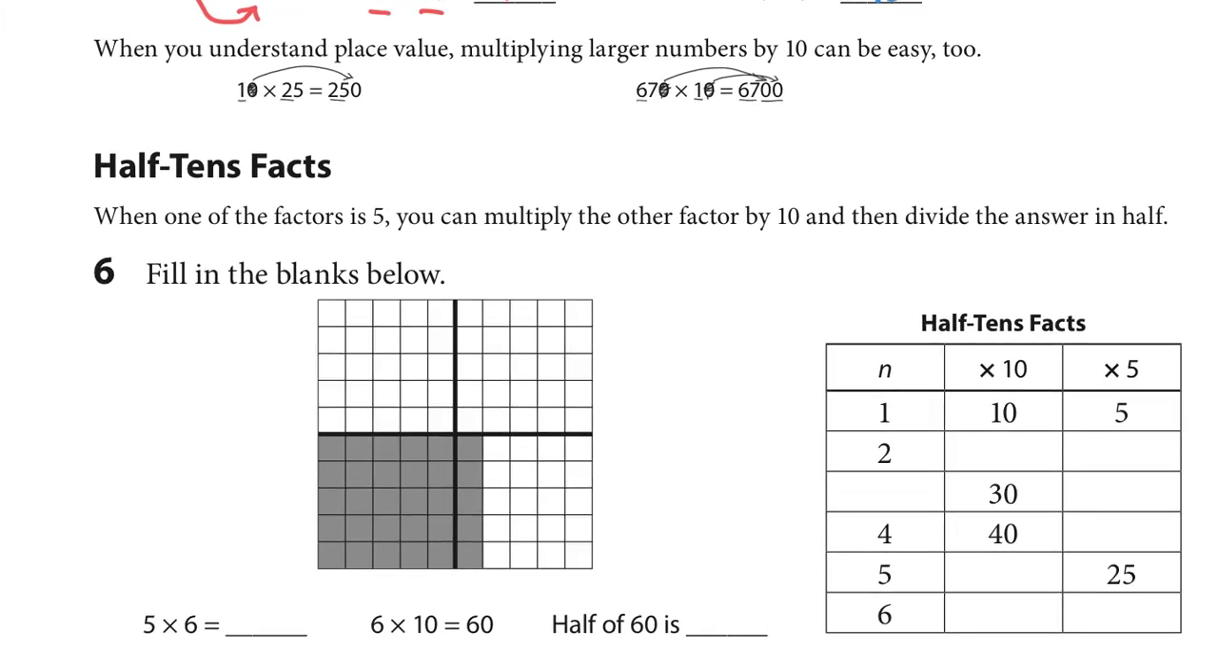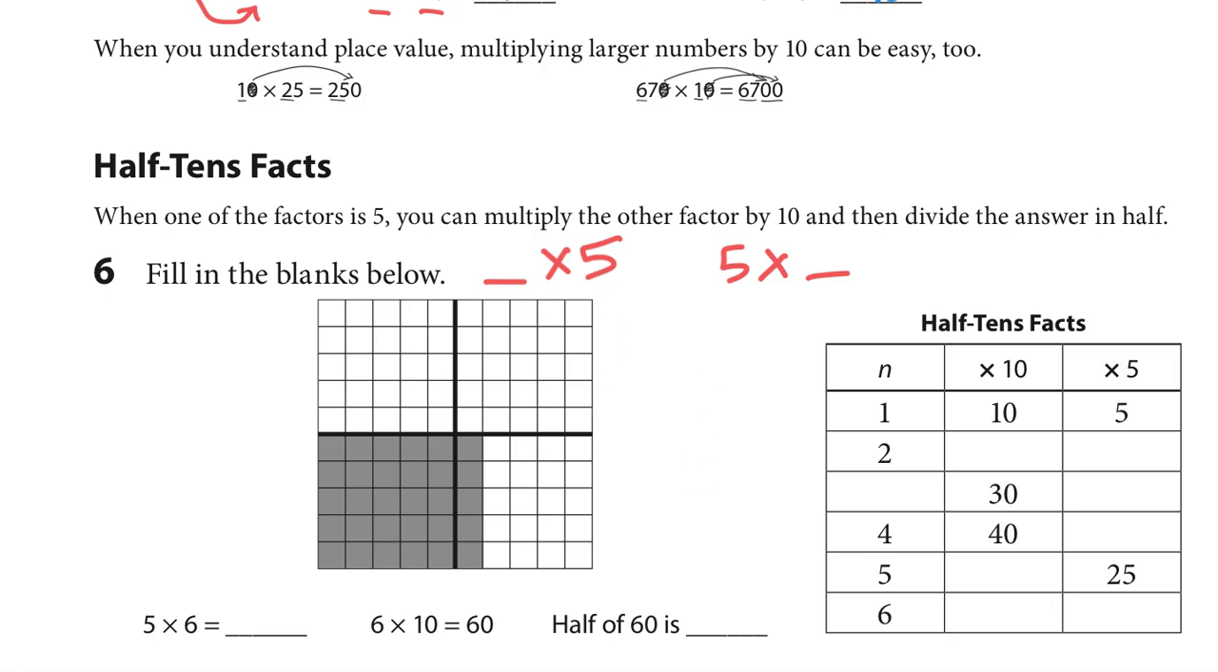Okay, when one of the factors is 5, you can multiply the other factor by 10 and then divide the answer in half. This is called a half tens fact. So anytime you see a times 5, or if I think 5 times something, anytime I find a times 5, you can find the solution by just multiplying it by 10 and then cutting it in half.